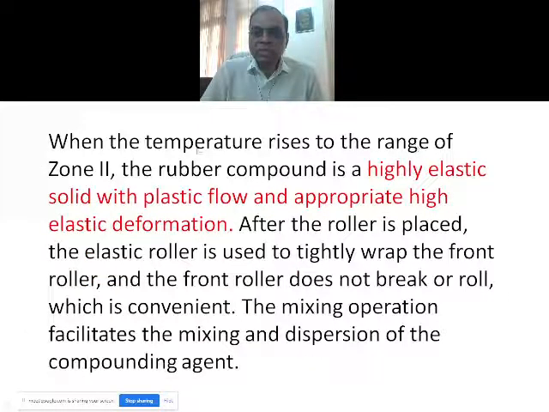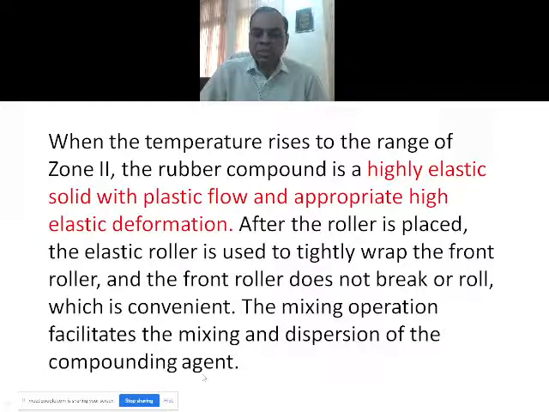But when the temperature rises to the range of zone 2, the rubber compound is a highly elastic solid, with plastic flow and appropriate high elastic deformation. The key term is appropriate high elastic deformation. Because there is elastic deformation, it clings on to the roll. The band is really very tight. Only then can you mill. The elastic roller tightly wraps the front roll, and the rubber does not break or fall off, which is convenient. The mixing operation facilitates the mixing and the dispersion of the compounding ingredients.